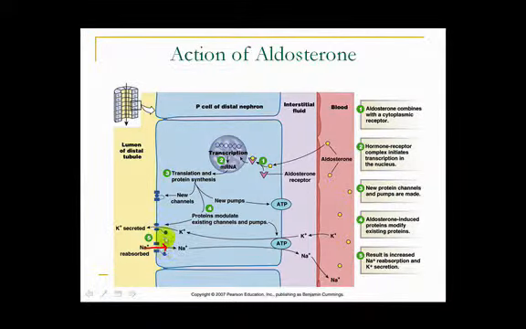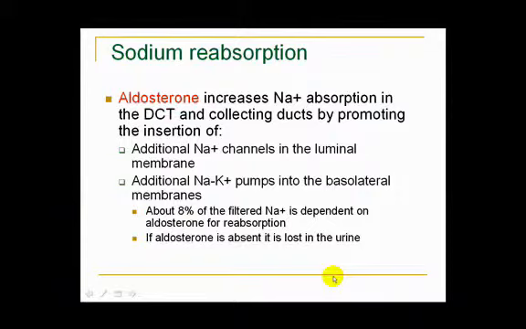What also that leads to is, remember, the other function of aldosterone is to increase potassium secretion. The way this works is if you upload more sodium-potassium pumps here at the basolateral side, you're pumping sodium out, 3 sodium out for every 2 potassium in, and then they'll just follow their concentration gradient. Potassium will move into the lumen and be excreted, and sodium will move from the lumen into the blood and be reabsorbed. So let's go back to here. About 8% of the filtered sodium is dependent on aldosterone. Otherwise it will just be lost in the urine.